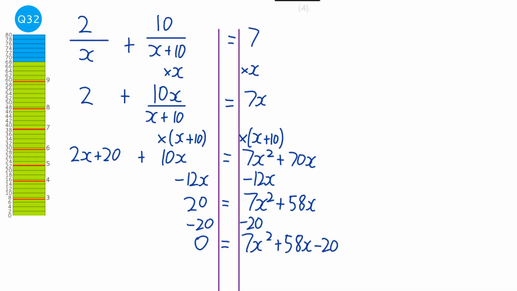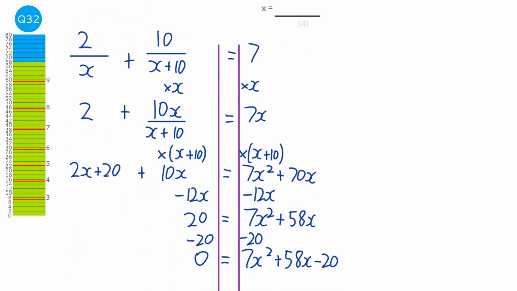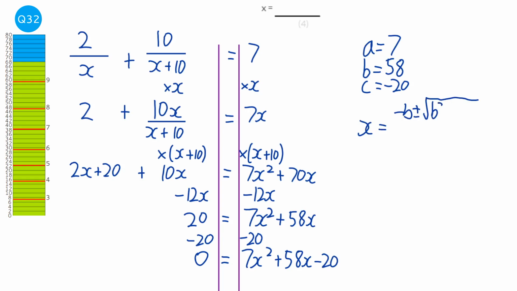Right, now, little hint in the question, it says, write your answer to 2 decimal places. That normally means we're going to be using the quadratic formula, and looking at this question, it doesn't look like we can factorise it. So, quadratic formula, we need to know what a, b and c are. A is the coefficient of the x squared, which is 7. B is the coefficient of the x, which is 58. And c is the number on its own, which is minus 20. The quadratic formula is x equals minus b plus or minus the square root of b squared minus 4ac, and all of that over 2a.